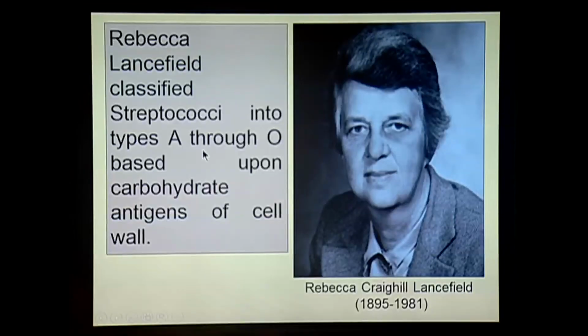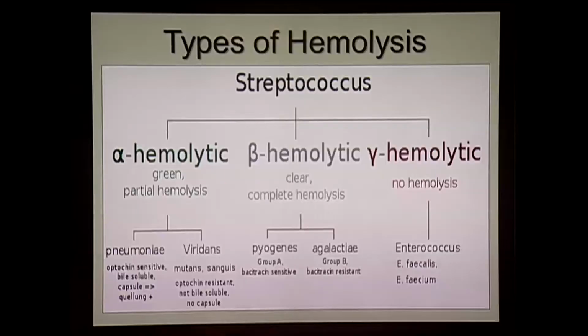Rebecca Lancefield classified Streptococci into several groups A to O depending on the presence of carbohydrate antigens on their cell wall, cell membrane. Some species of Streptococcus are pathogenic to us, and they can cause hemolysis. Now, hemolysis can be of three types: alpha hemolysis, beta hemolysis, and gamma hemolysis. And they are differentiated depending on the differential characteristics and varying degree of hemolysis.